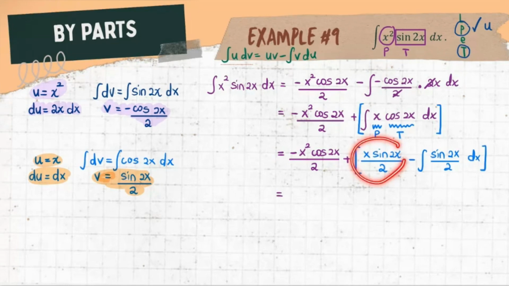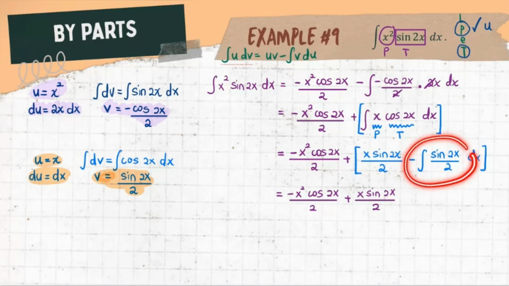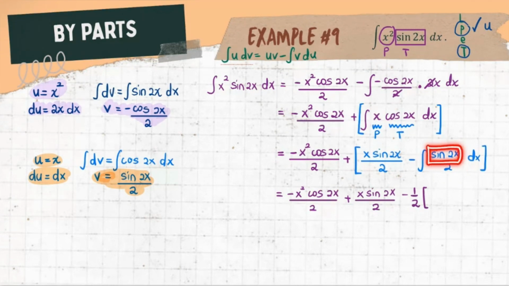Okay. So bila kita gabungkan semua, equals to, okay. Yang ini tak perlu integrate lah. So kita dah boleh salin sahaja. Negative x squared cos 2x over 2 plus x sine of 2x over 2. Okay, now integrate negative sine of 2x over 2. Okay, kita boleh bawa keluar negatif 1 over 2. Now, integrate sine of, okay, so maksudnya sekarang ni kita integrate sine of 2x saja.